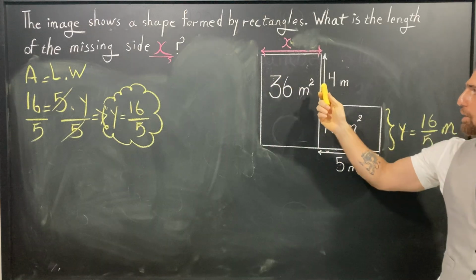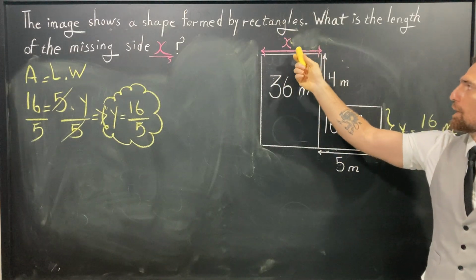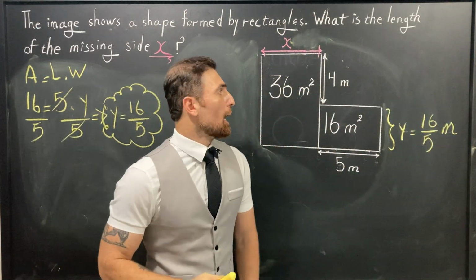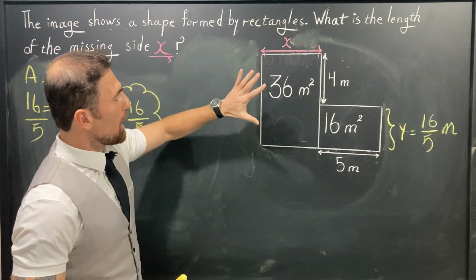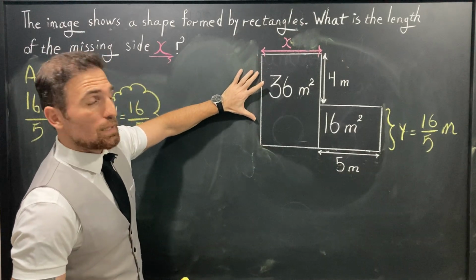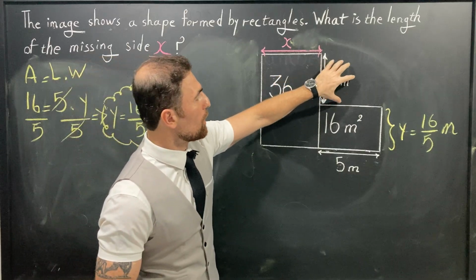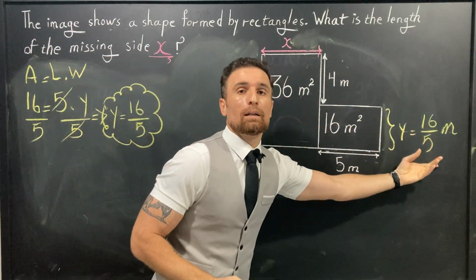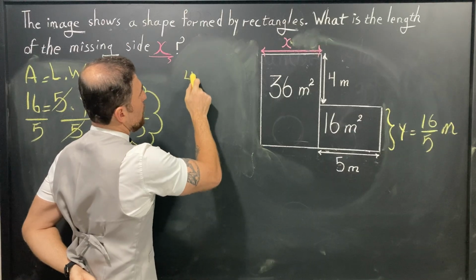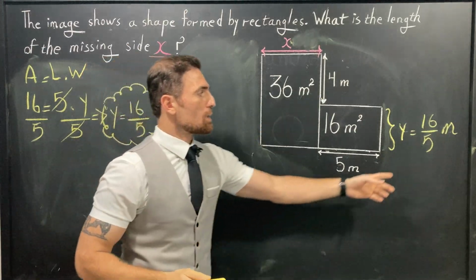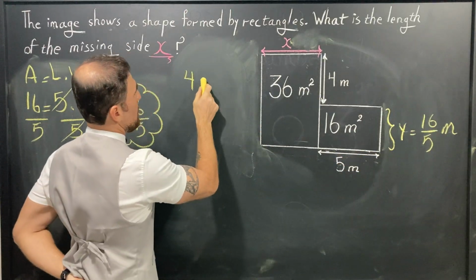As the next step, I'm going to work on this big rectangle. We have the area, we are going to find the length of this side. But how? We need to know what is the length of this side. As you know, this side is equal to the sum of this part and this part, right? So it's going to be 4 plus 16 over 5.